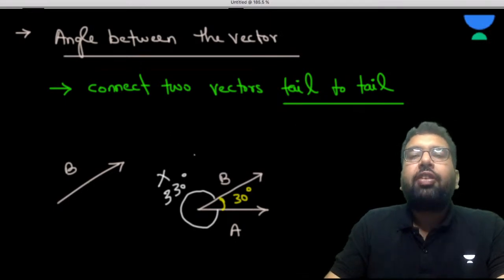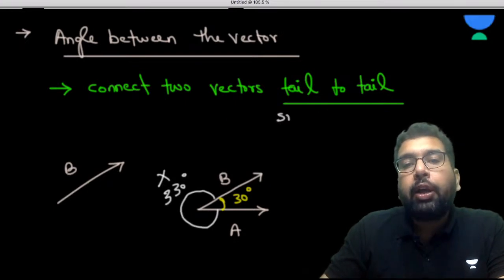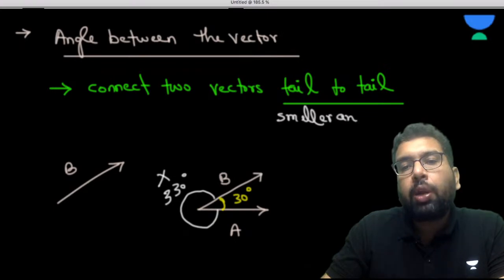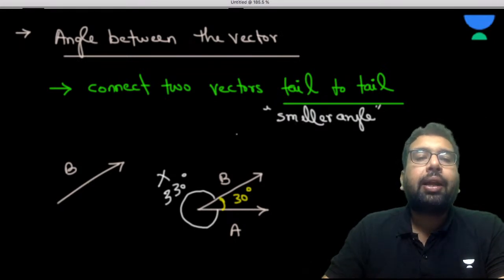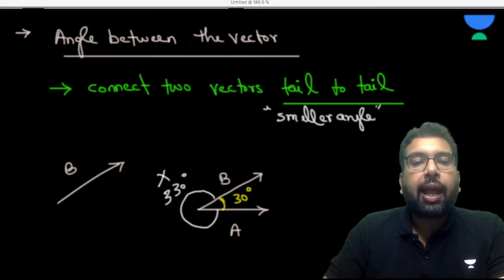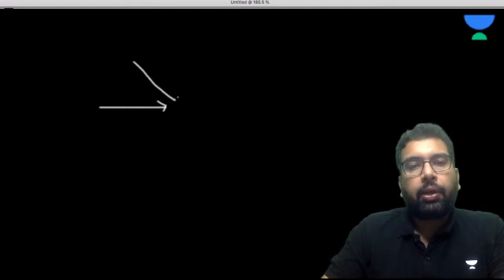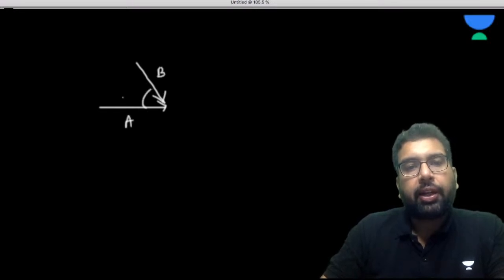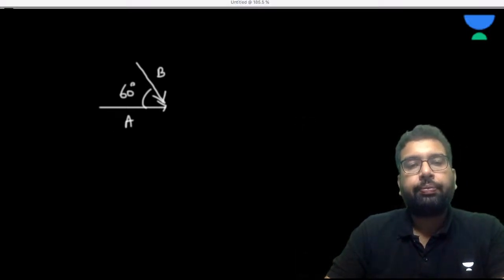Okay, so let me come back to this point. The important thing is that when you are connecting two vectors tail to tail, you have to take the smaller of the two angles. Remember, a smaller angle. When you connect the vectors tail to tail, you can see two angles between the vectors, but you have to take the angle which is smaller, like for example, 30 degrees. Now tell me one thing. If I say this is A, this is B, and this is 60 degrees, what is going to be the angle between these two vectors?